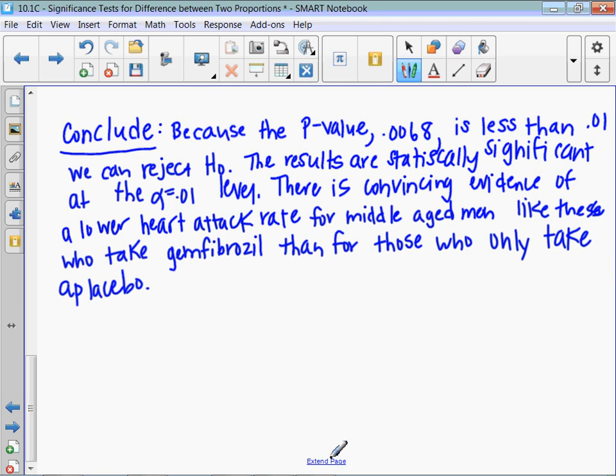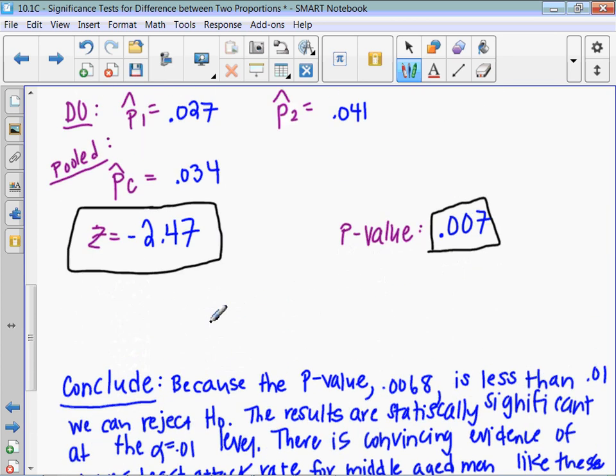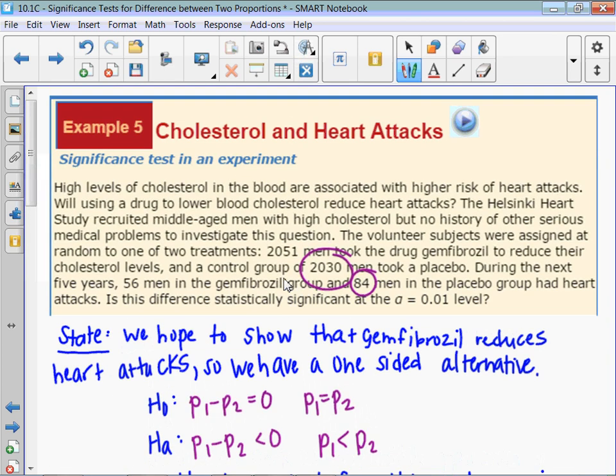So the results are statistically significant at the 1% level, and there is convincing evidence of a lower heart attack rate for middle-aged men like the ones in the study who take gemfibrozil than for those who only take a placebo. How come we can only say like the people in the study who take gemfibrozil? Because we didn't have random selection; we had people who volunteered for the study.